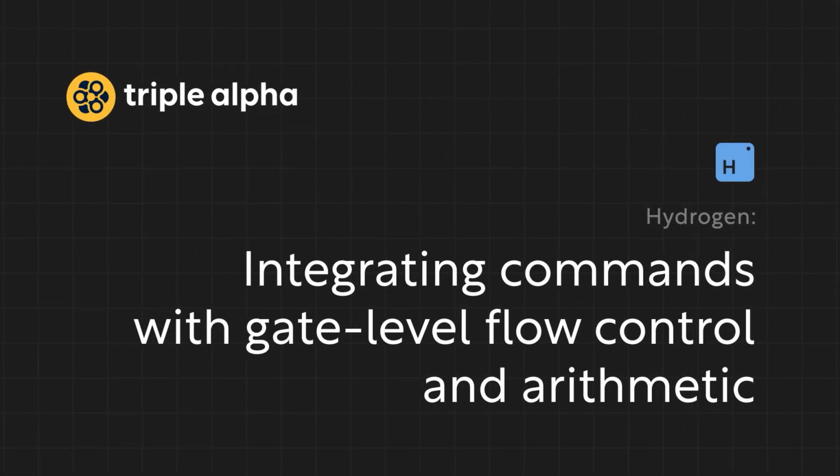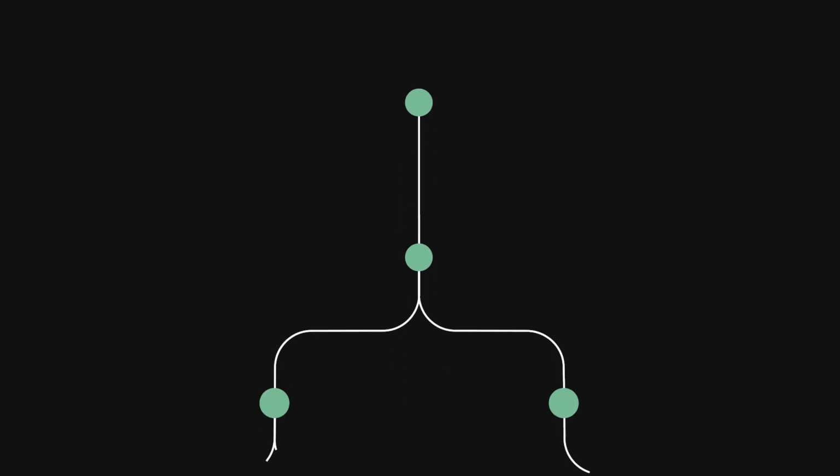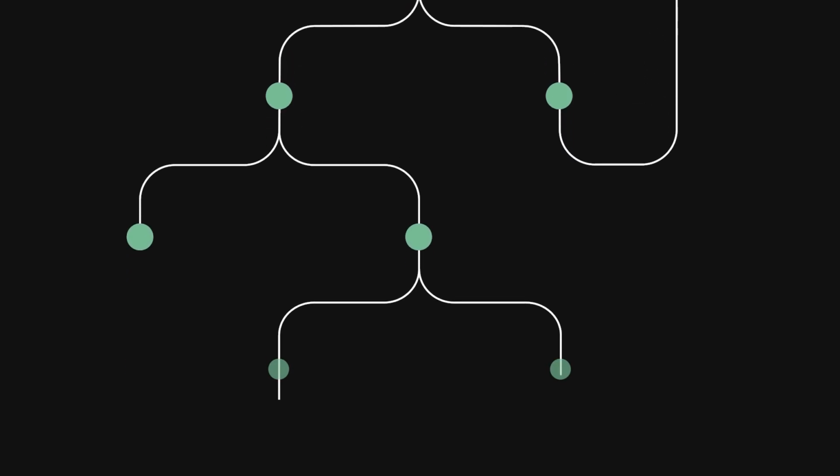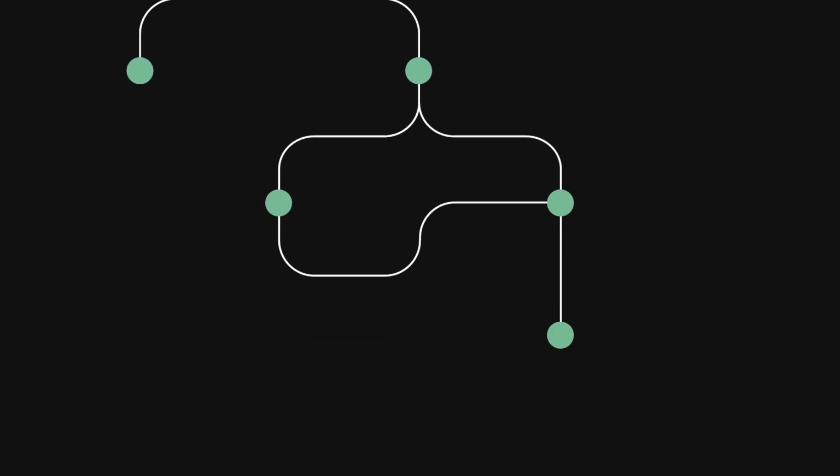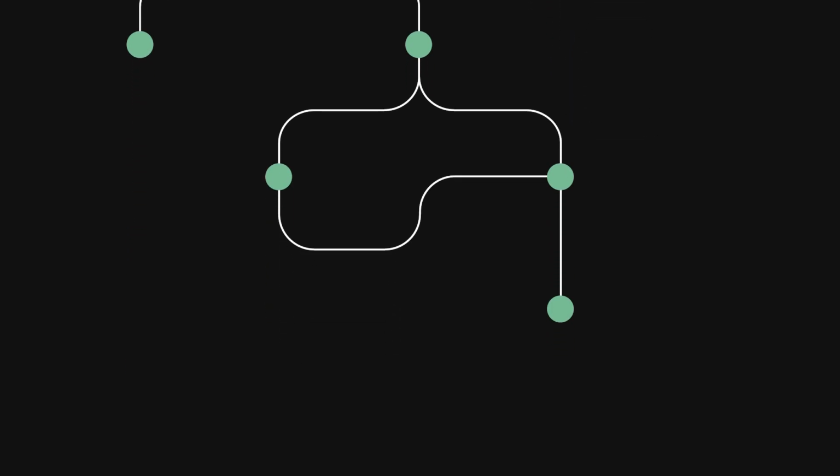In our previous video, we've learned that Hydrogen is a gate-level language with fully customizable commands to perform quantum operations. Hydrogen is a Turing-complete language, where the results of mid-circuit measurements can affect the control flow of your program. This means your programs can adapt as they run.